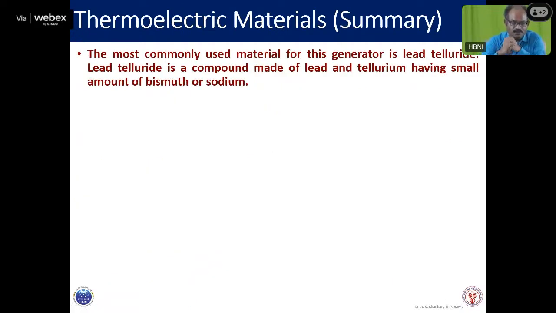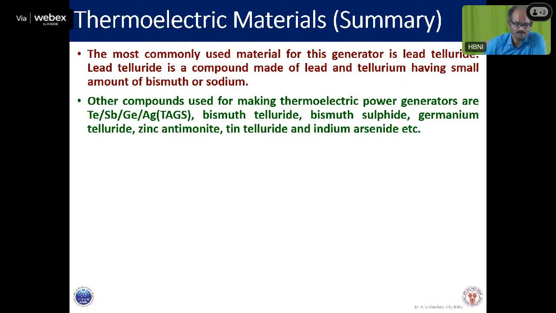So to summarize this part on thermoelectrics, the most commonly used material for this generator is lead telluride. Lead telluride is a compound made of lead and tellurium having a small amount of bismuth or sodium. Other compounds used for making thermoelectric power generators are TAGS. TAGS is an alloy of tellurium, antimony, germanium, and silver. Others are bismuth telluride, bismuth sulfide, germanium telluride, zinc antimonide, zinc telluride, and indium arsenide, etc.